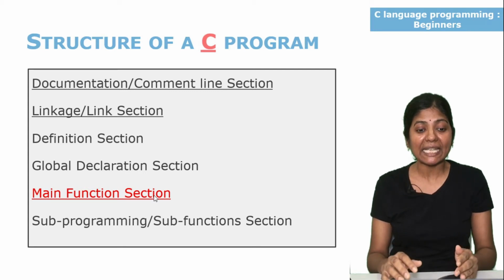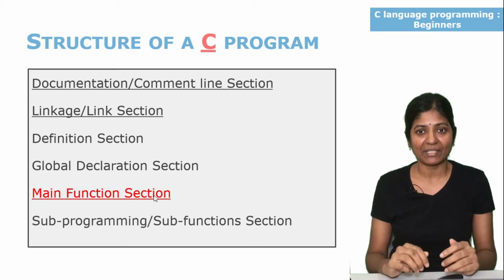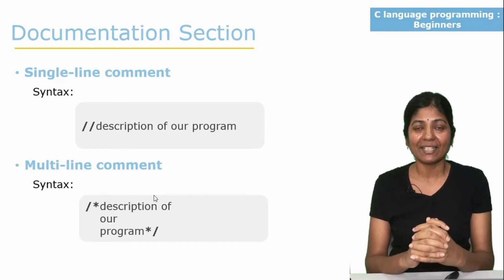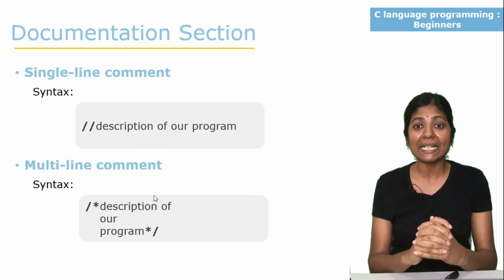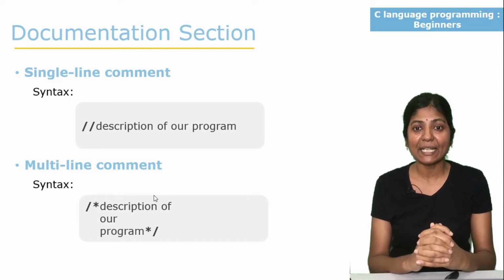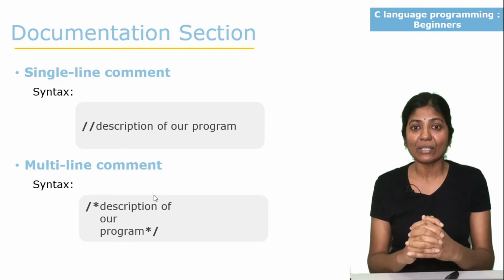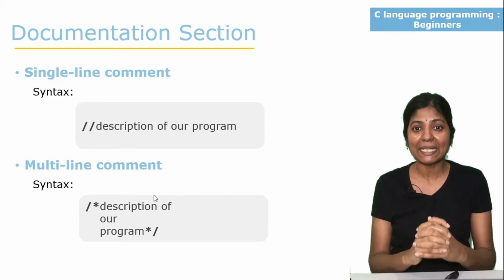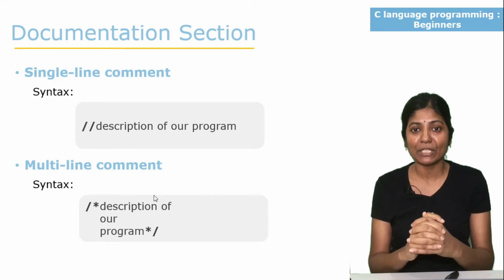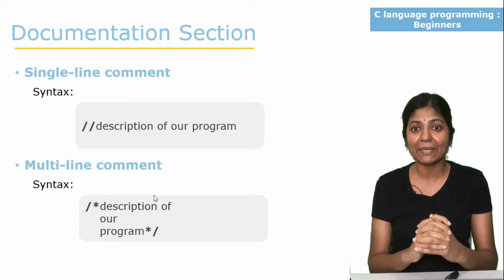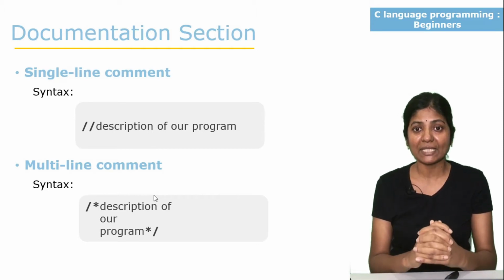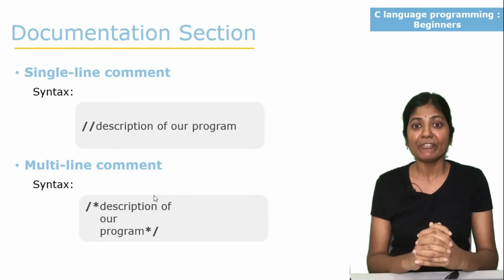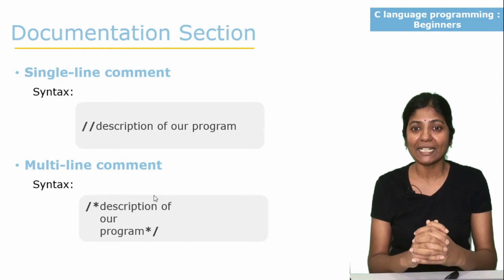First, we will see the documentation section. The documentation section is also called the comment line section. In the comment line section, we should write the title and author of the program. Title means a brief description of our program. Author means the name of the person who is writing the program. Suppose if I am writing the program, the author is my name. If you are writing the program, the author is your name.